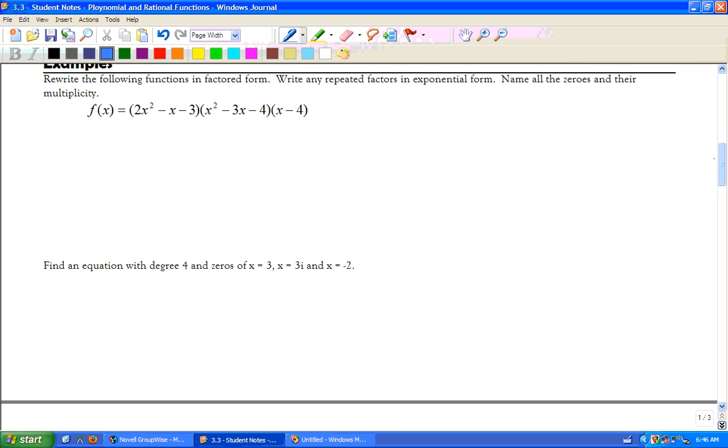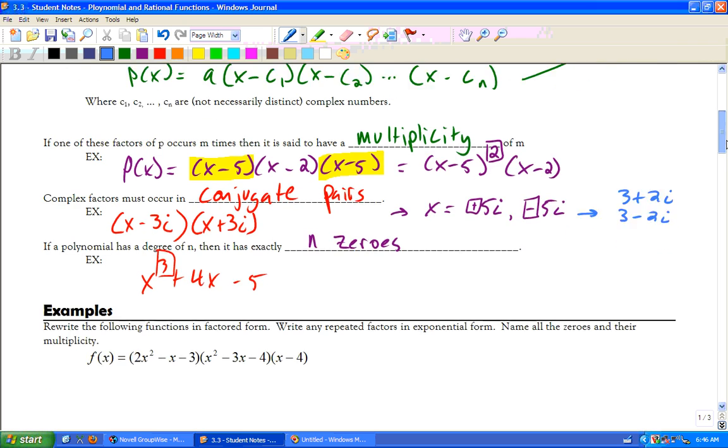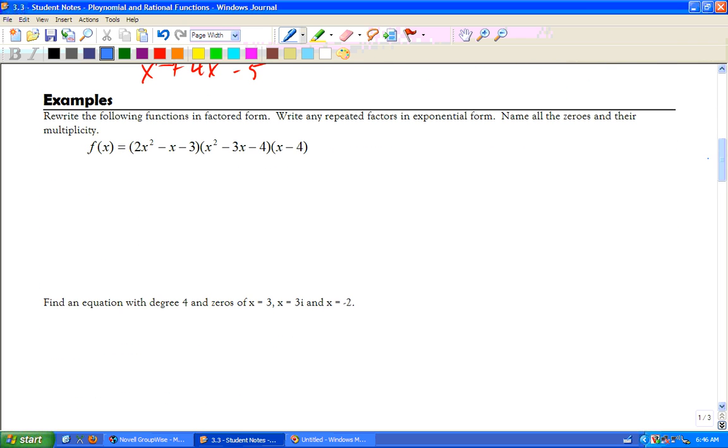We're going to be looking at now some examples based on some of the vocab we'd covered in the previous video. The first question asks, rewrite the following function in factored form. Write any repeated factors in exponential form, name all the zeros and their multiplicity. So the first thing we need to do is factor all these terms.